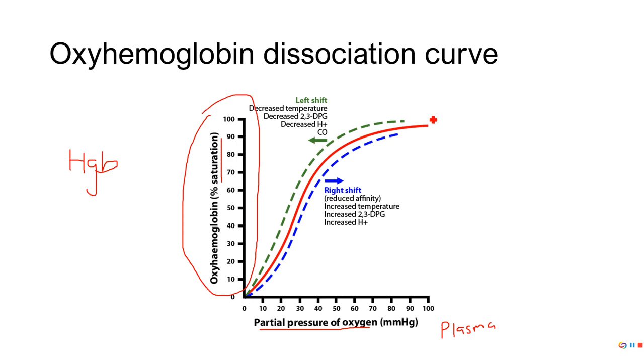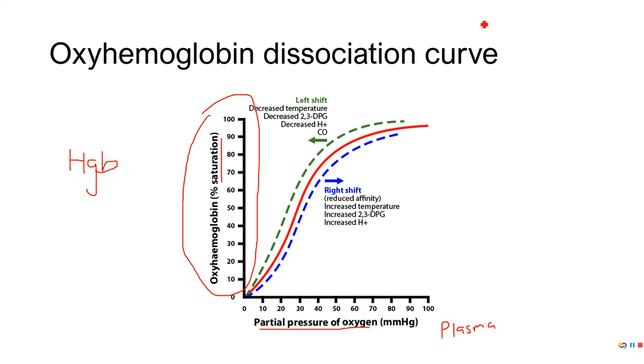Now, as it says here, we can shift this curve either to the left or to the right, and the nice thing is if we shift it to the left, we're decreasing certain variables. If we shift it to the right, we're increasing certain variables. With the left shift, we're increasing the affinity, or in other words, we're increasing the attraction between hemoglobin and oxygen. If it's a right shift, we're decreasing that affinity.